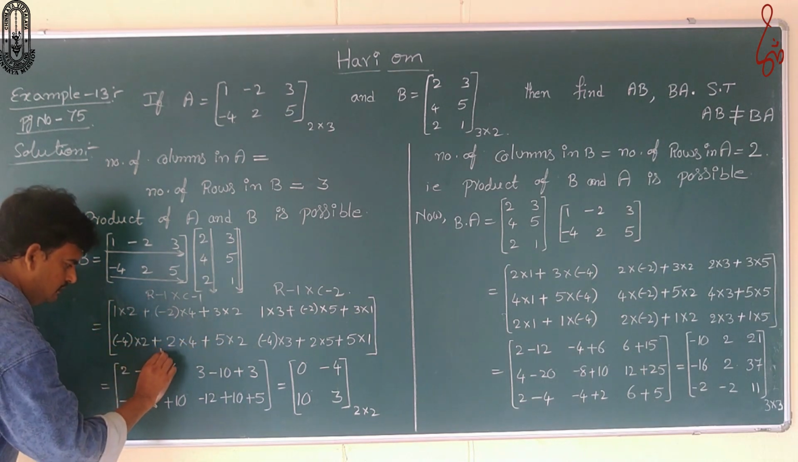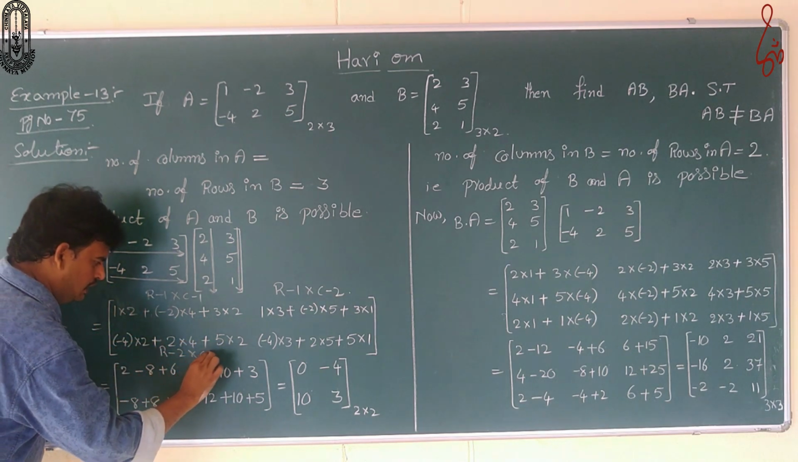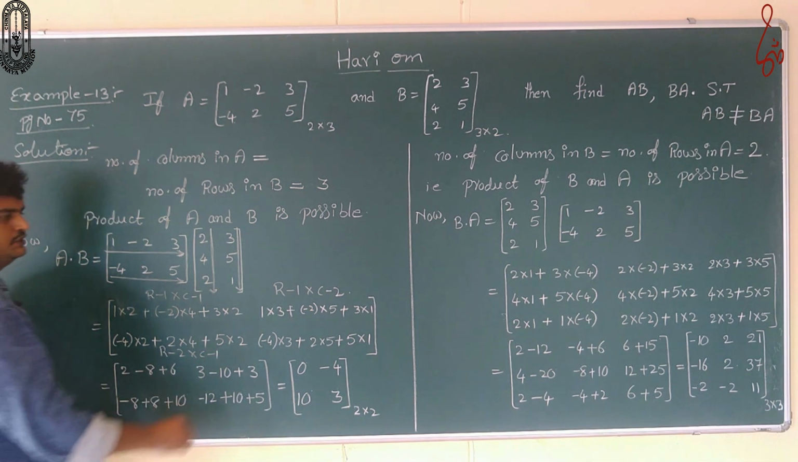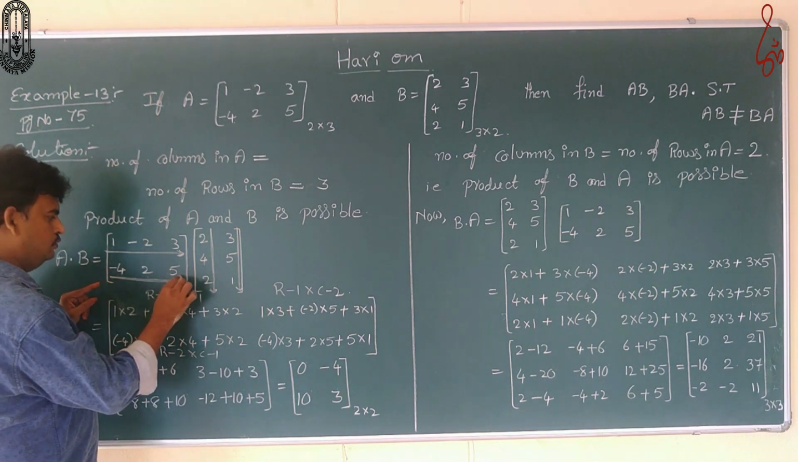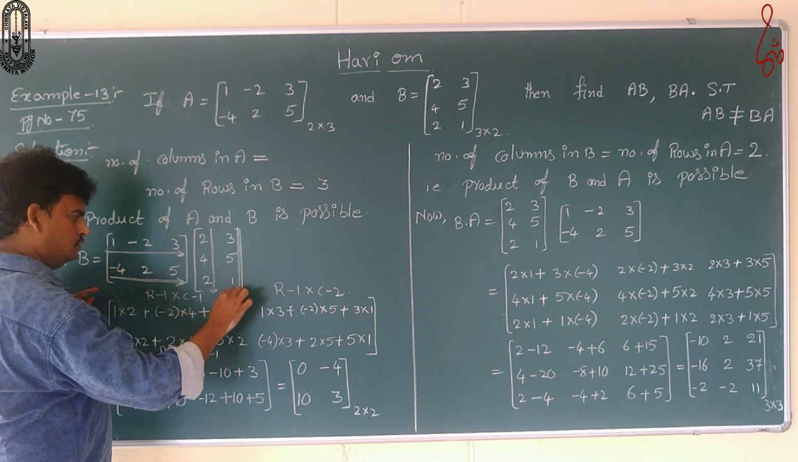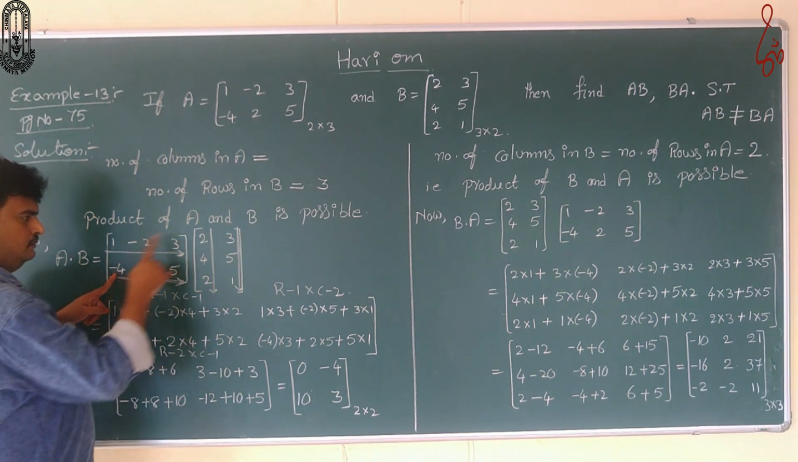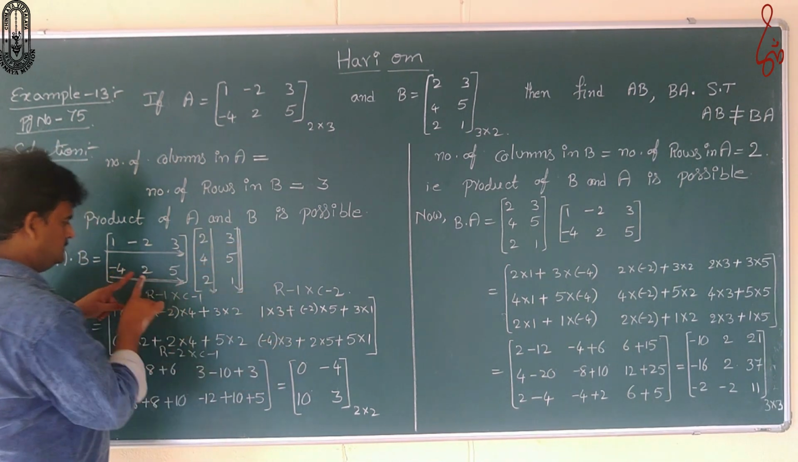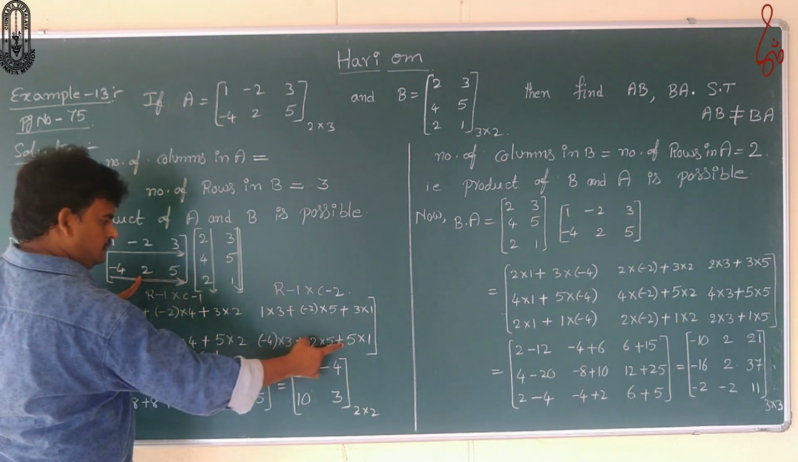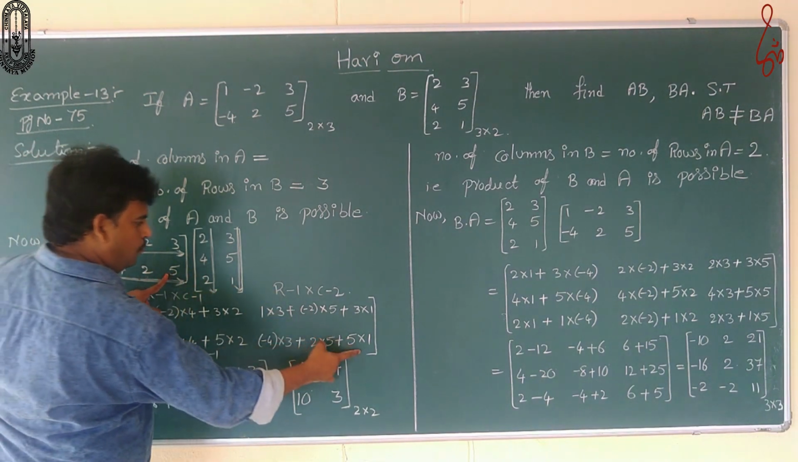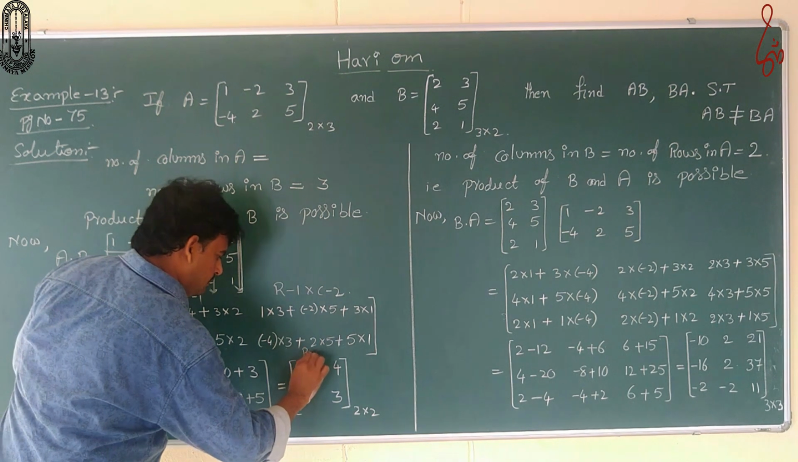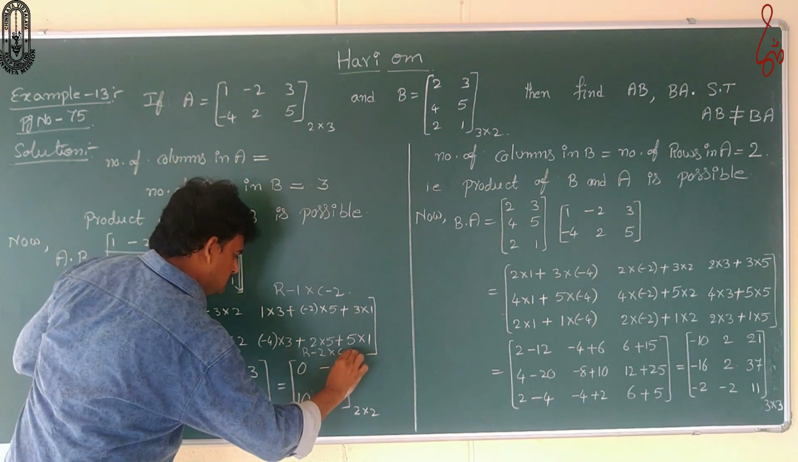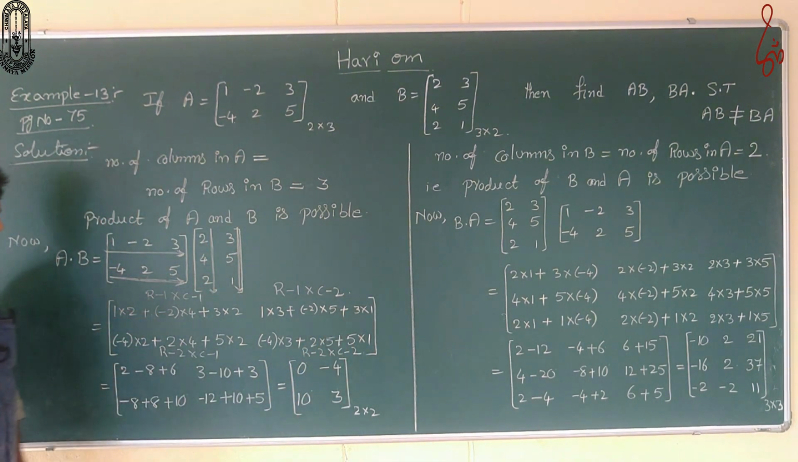Once row 2 and column 1 completed, then we shift into the row 2 elements and column 2 elements. So, minus 4 into 3 plus 2 into 5 plus 5 into 1. So, here we are multiplying row 2 elements with column 2 elements. So, this is the way we need to multiply.